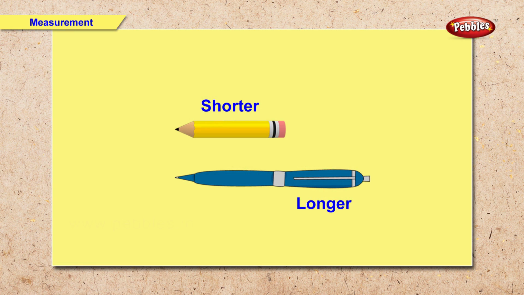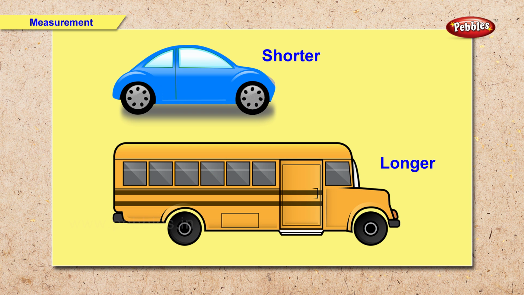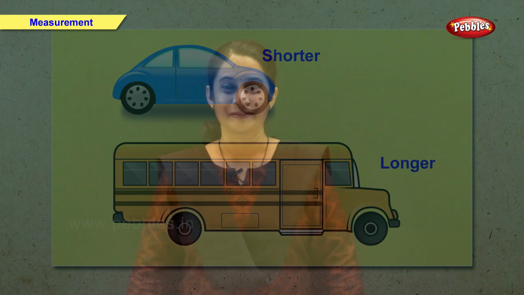Here we have a pencil and a pen. So what is longer and what is shorter? Right, the pencil is shorter and the pen is longer. Now we have a car and a bus. So which vehicle is longer and which vehicle is shorter? Right, bus is longer and a car is shorter. Longer and shorter. Now let us see an example on board.